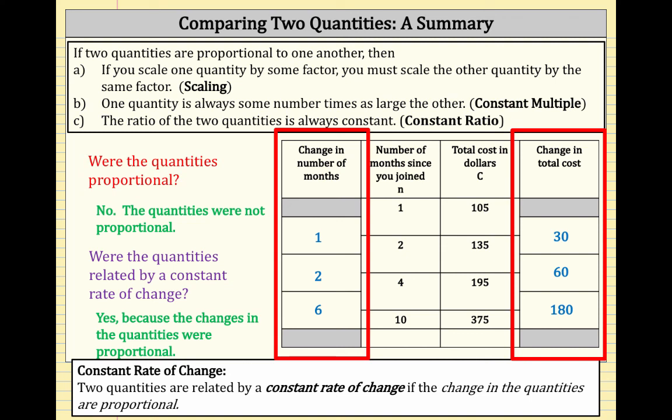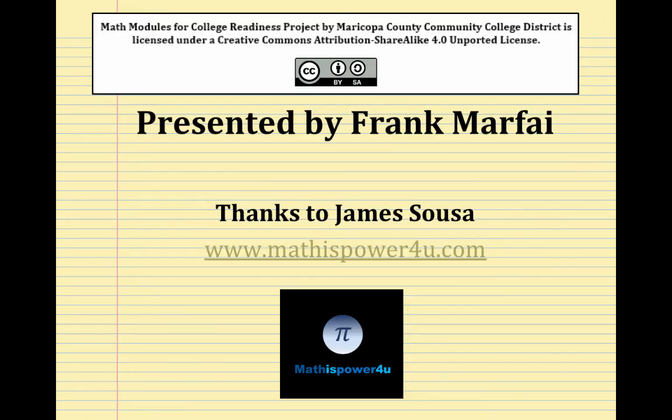So the big takeaway is that when you're looking at these questions, oftentimes you'll be studying whether the quantities are proportional, or if the quantities are related by a constant rate of change, which means you're looking at whether the changes in the quantities are proportional. And that is one of the big ideas of this example and other similar examples that you'll be seeing in your homework. I hope you found this helpful.